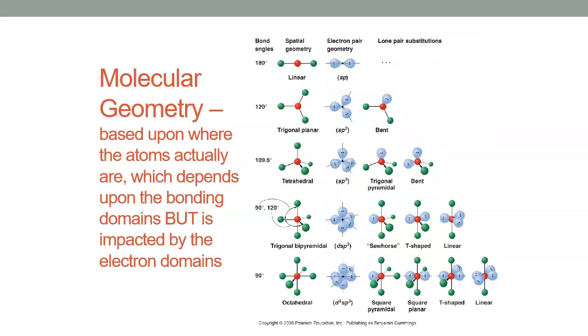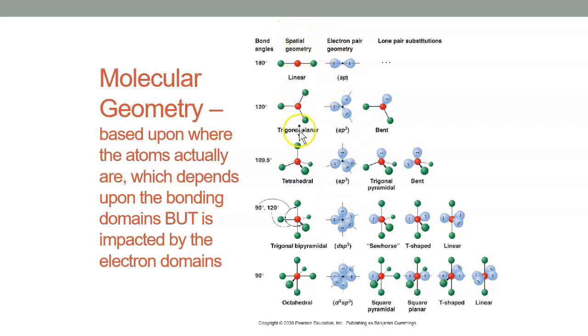Now, with molecular geometries, what we find is that molecular geometries are related to electron geometries. So this will be based upon where the atoms actually are, which depends upon the bonding domains, but it's impacted by the electron domains. So what this picture is showing is what the geometry looks like if all of the electron domains also have atoms. And so this is what we looked at with the electron geometry.